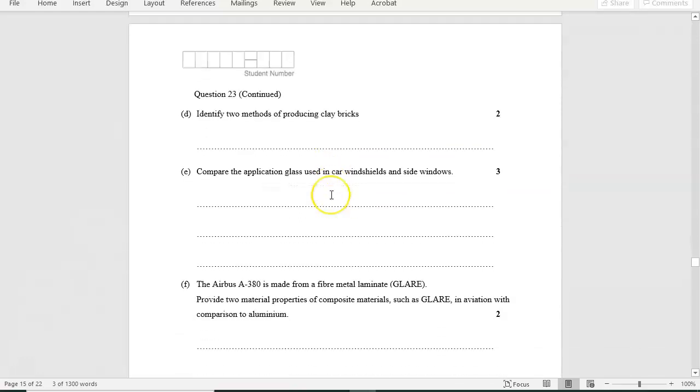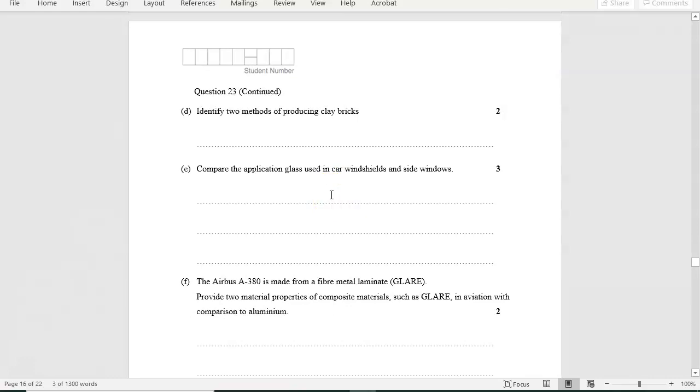Okay, moving on. Identify 2 methods of producing clay bricks. The answers I'm looking for, the answers that you had in your notes, and I should have said modern engineering methods of producing clay bricks, are extrusion and pressing. If you wrote hand shaping or some variant of that, I gave it to you. Vitrification, I probably didn't give it to you unless I was feeling incredibly generous.